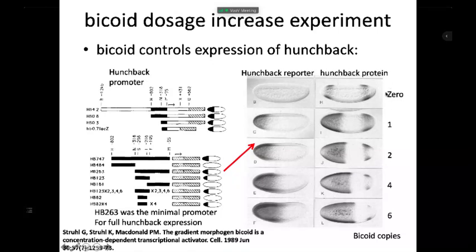If we have no bicoid copies, then we have very reduced, almost 0 levels of hunchback reporter, and only our maternal hunchback expression is present. And then if we have very large numbers of bicoid copies, if we have 6 copies of the bicoid gene, then we get much more extensive activation of the hunchback reporter, and much more extensive expression of the hunchback protein. And this demonstrated quite nicely that bicoid acts as what they call a gradient morphogen and is a concentration dependent transcriptional activator.